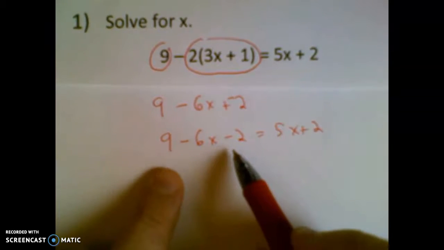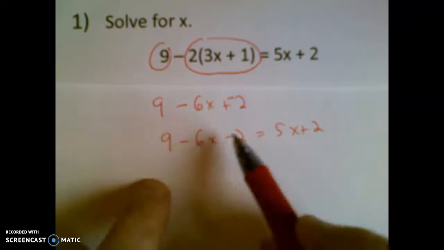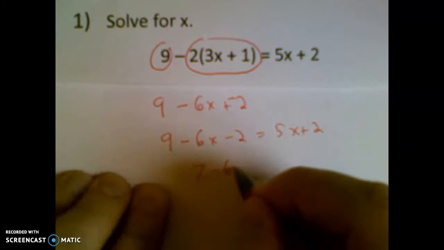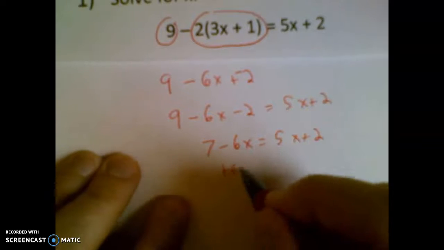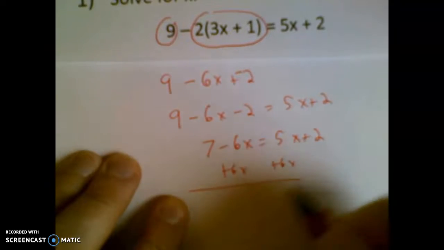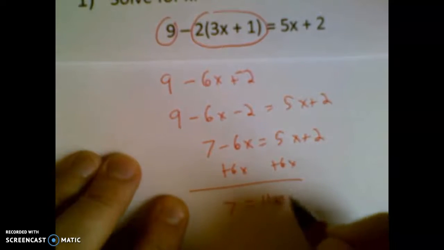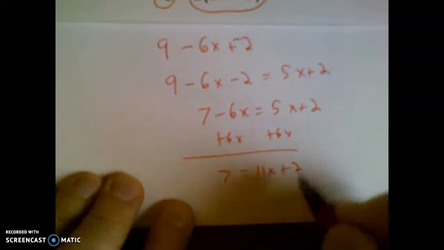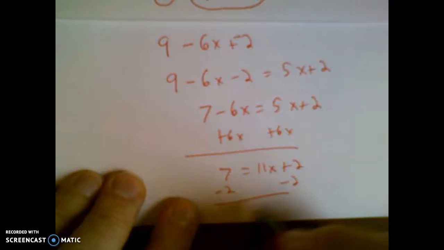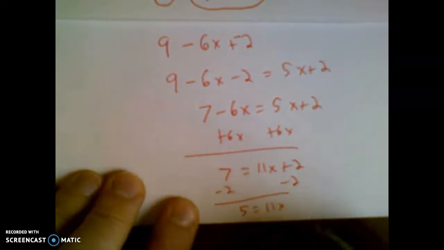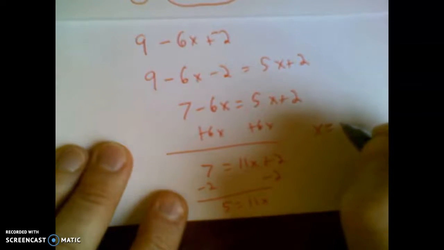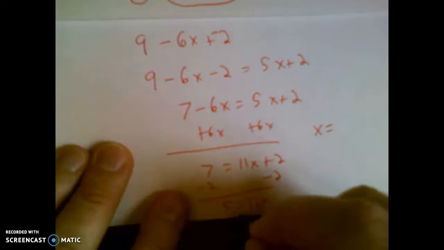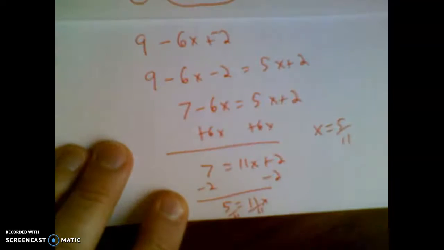And then I'm going to combine like terms. So 9 minus 2 is 7 minus the 6x's. And then get all the x's to one side, so plus 6x to both sides will give me 7 equals 11x plus 2. And then get the x's by themselves, so subtract 2 from both sides, and we get 5 equals 11x. And then divide both sides by 11, so x is equal to 5/11.